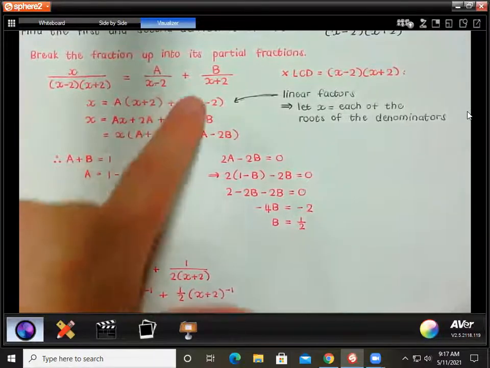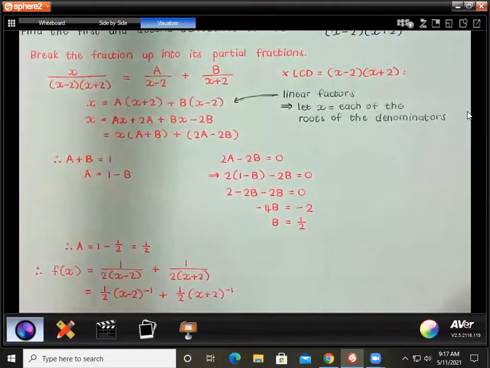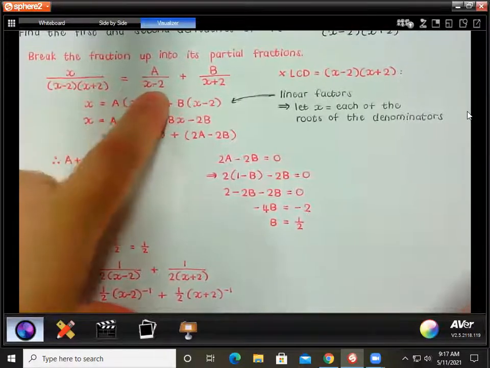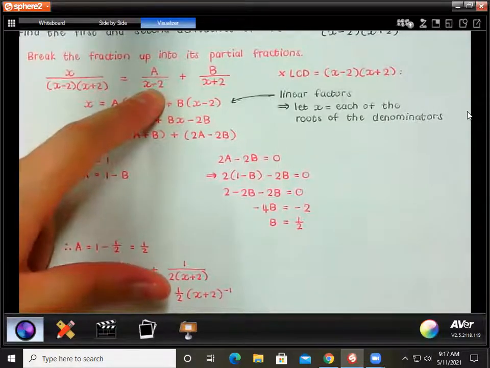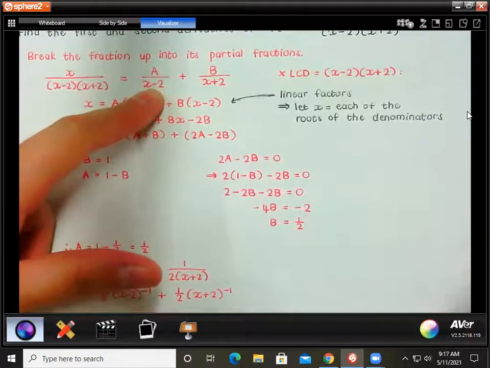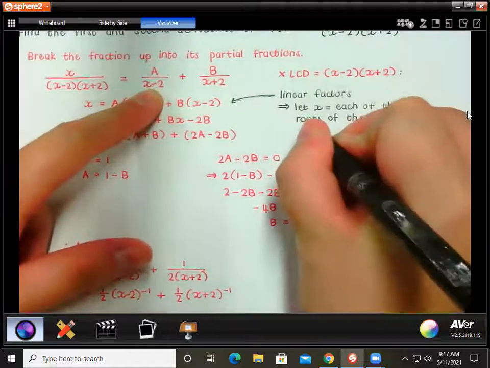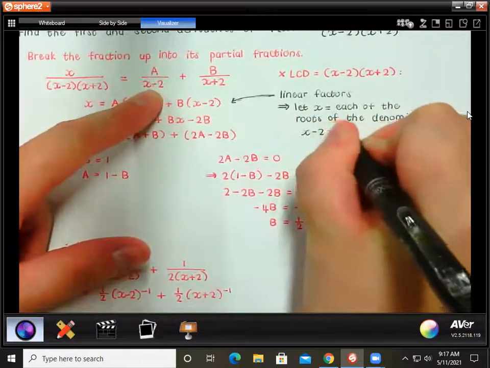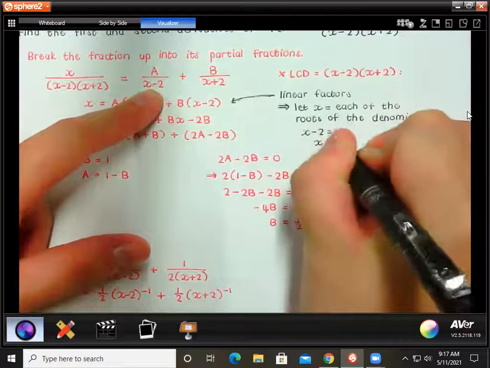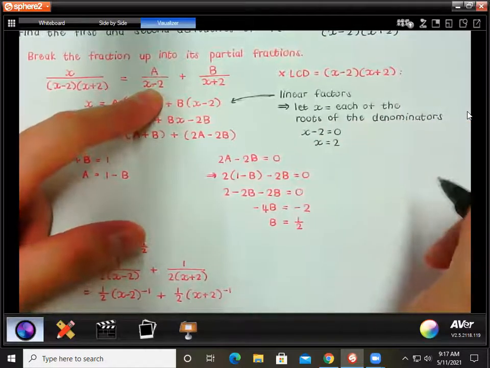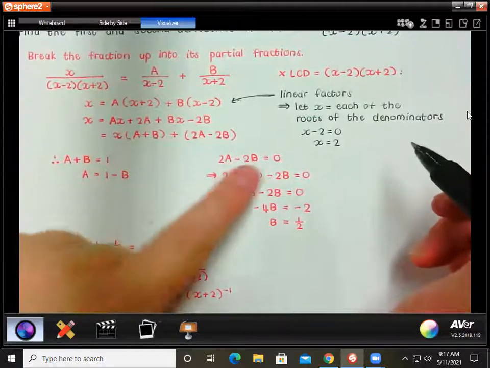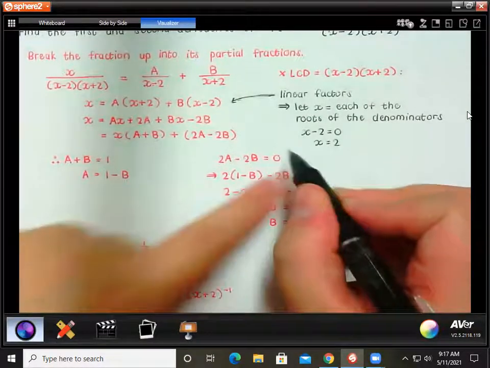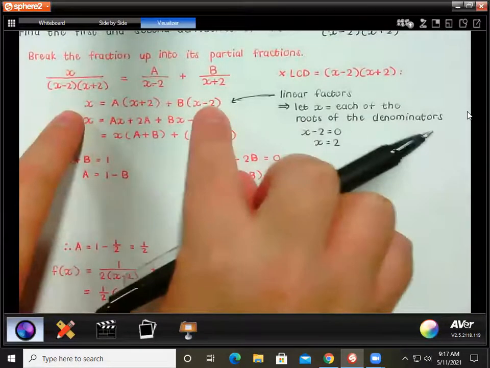Okay, so if we're looking at our two denominators, our two factors, if I'm saying that we're letting x equal to each of the roots, then I mean that if we make this denominator equal to 0, so x minus 2 equal to 0, what would our x value be? If x minus 2 is equal to 0, then x is positive 2, right? We could also call them the critical values of the denominators, if that makes more sense, all right? So then you're going to sub this into this line, right?